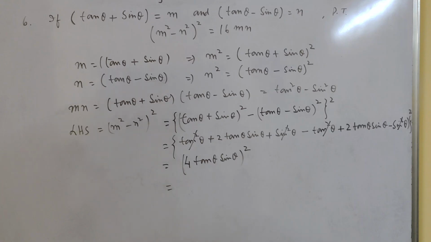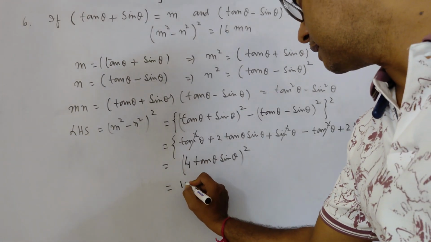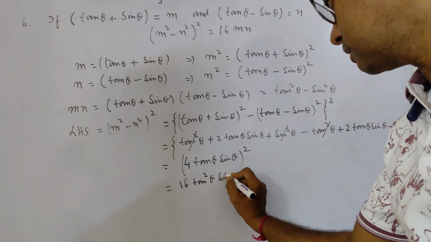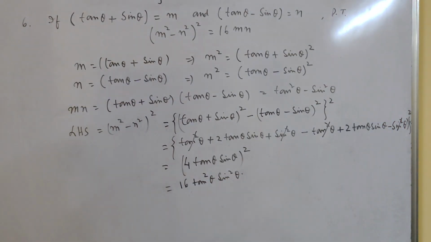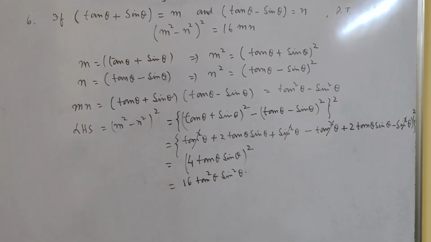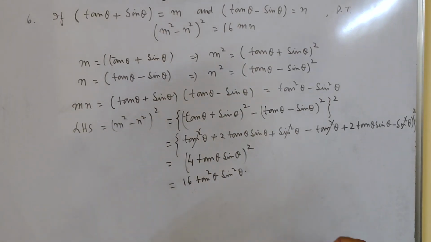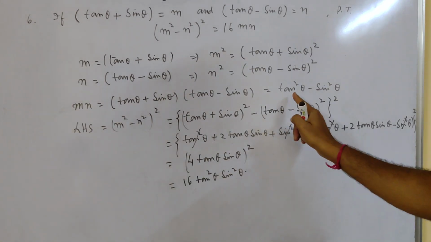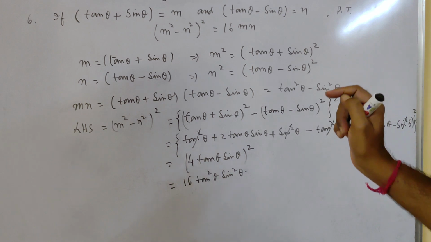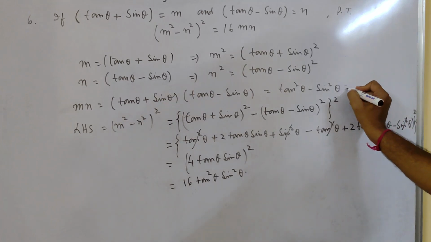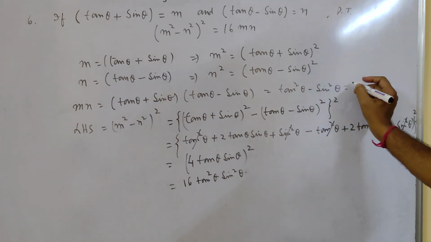So (4 tan theta sin theta) whole square is 16 tan square theta sin square theta. But we have to prove 16mn. So here we may write mn is equal to tan square theta minus sin square theta, and we get that is tan square theta sin square theta. Fine. So from here we may write tan square theta is equal to sin square theta by cos square theta.